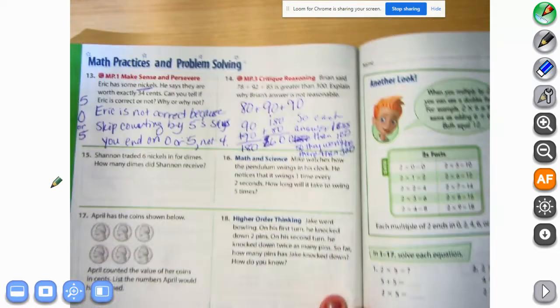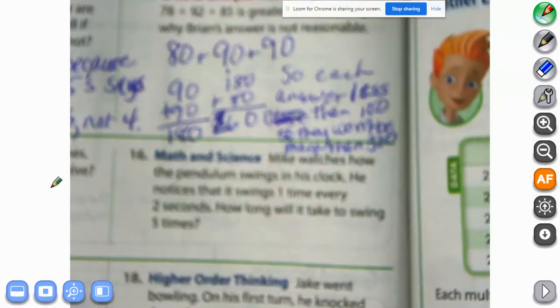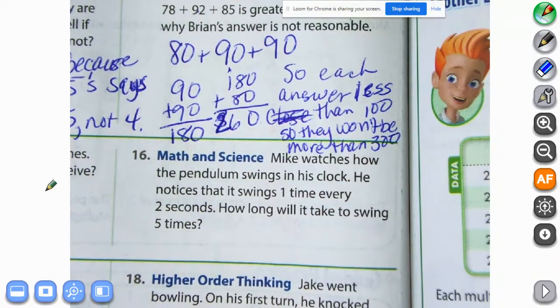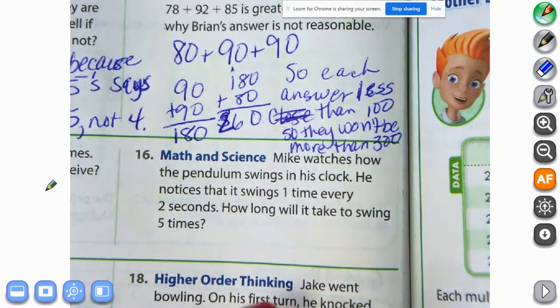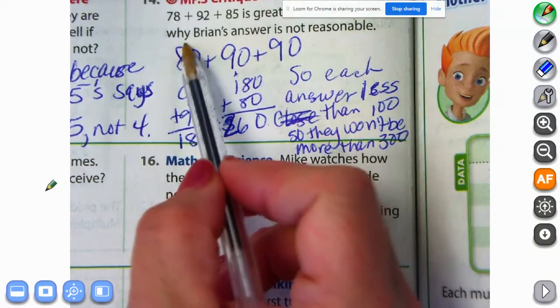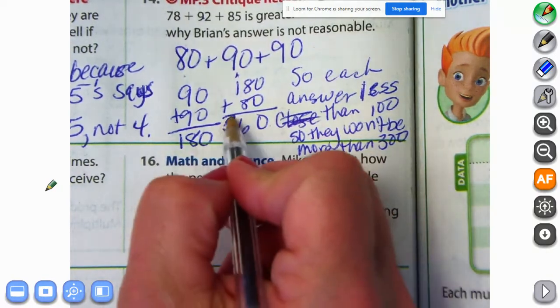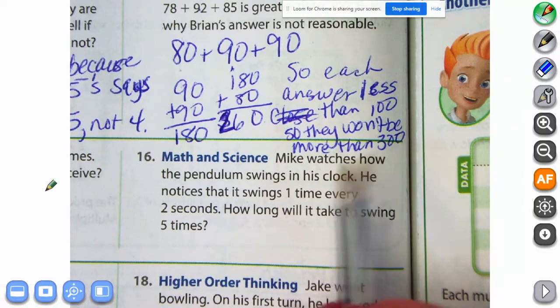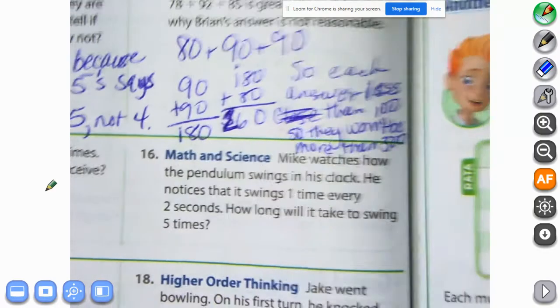Oh gosh, guys, can you see my answer? It's kind of tight. Let's get close. Okay. So each answer is less than 100. So they won't be close to 300 because they're not quite 100. So even if we added them together, we're going to be short. And it's 260. So each answer is less than 100, so they won't be more than 300. See if you can squeeze that in there.